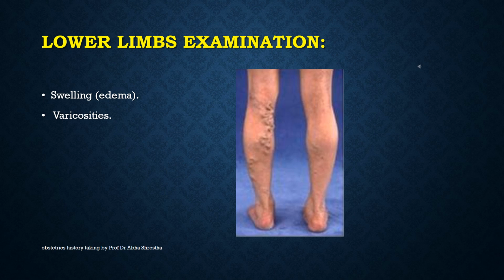We should assess the lower limbs and look for any swelling or varicosities. If there are varicosities and they have extended up to the vulva or the inner side of the vagina, then vaginal delivery may be dangerous because she might bleed torrentially. If there is swelling or excessive edema of the lower limbs, we should also suspect preeclampsia.